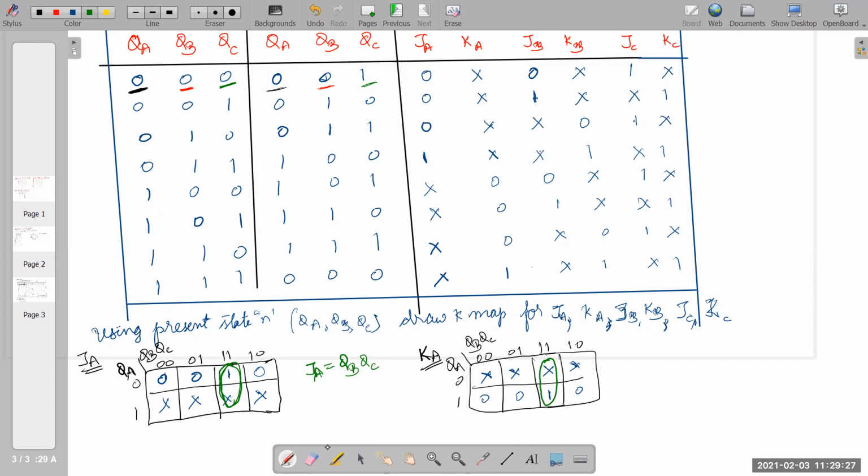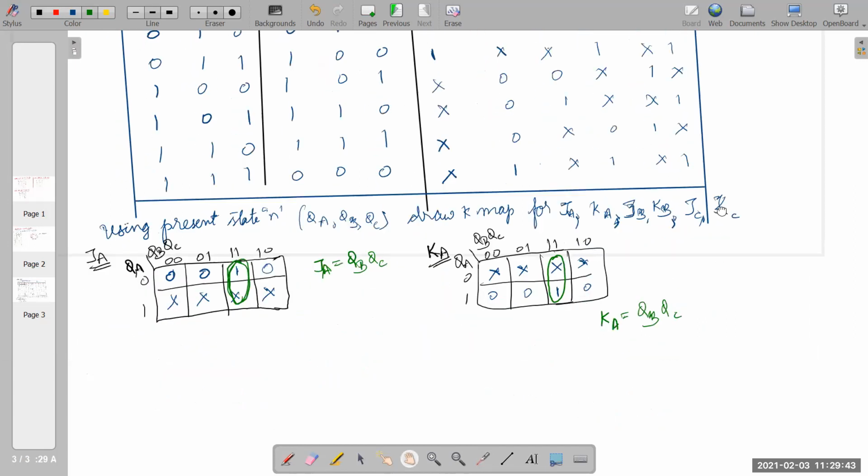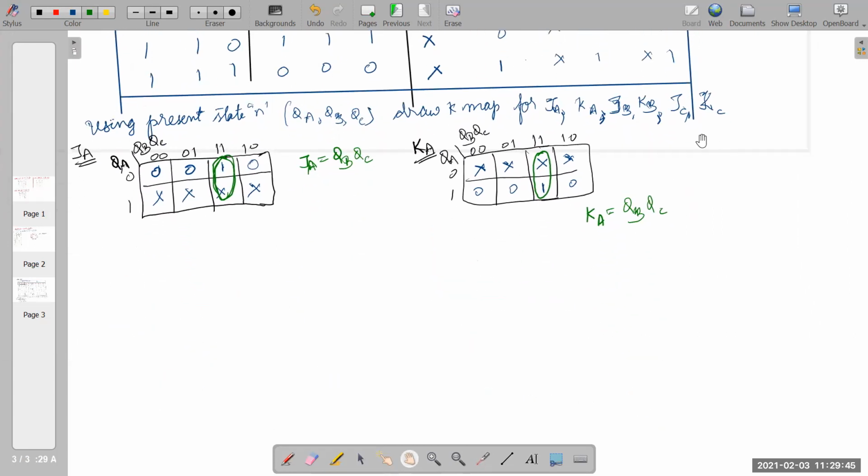This corresponds to KA equal to the same thing, QB and QC. QB and QC. Right? Now we go for JB and KB.